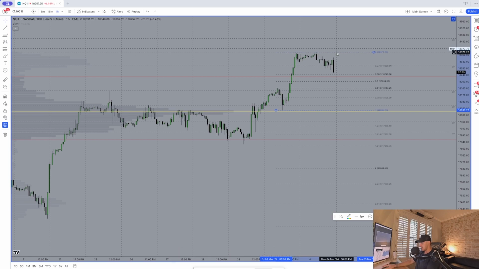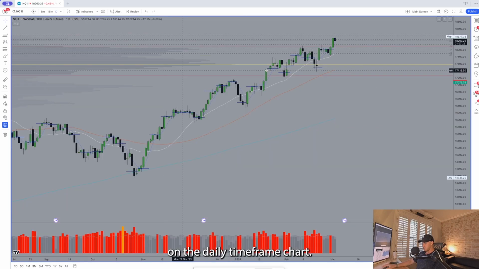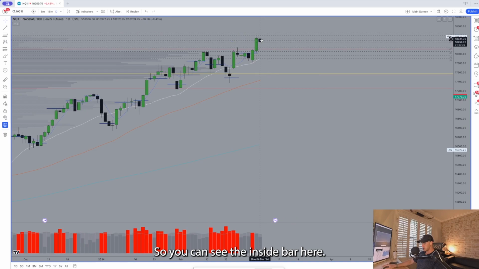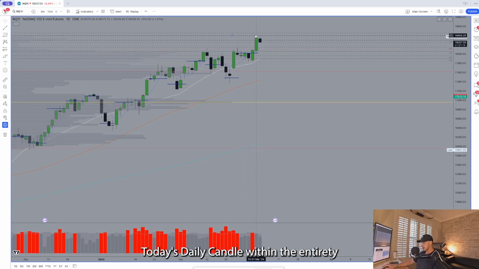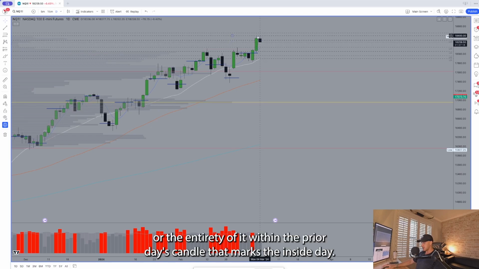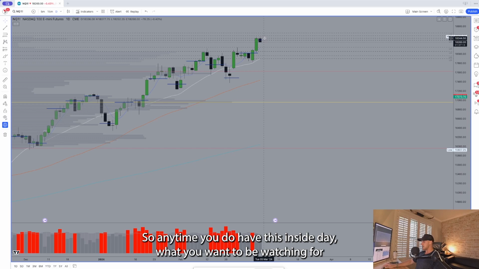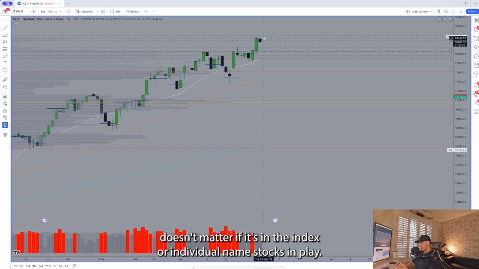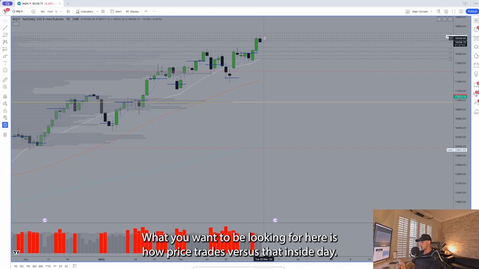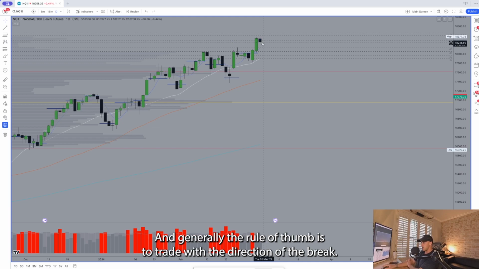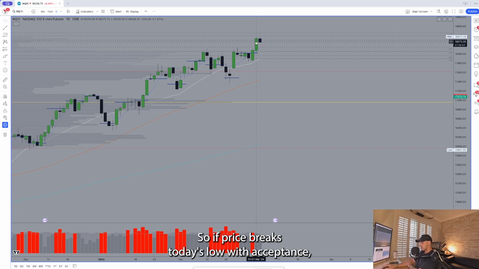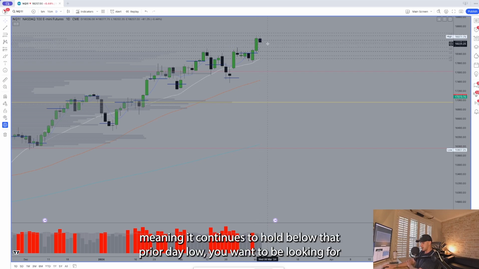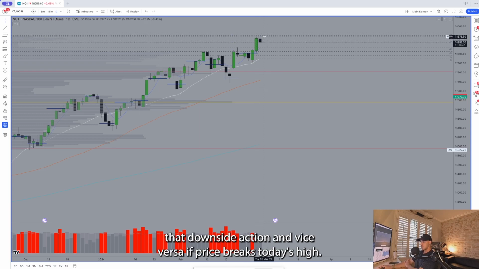Anytime you have that inside day on the daily time frame chart, so you can see the inside bar here, today's daily candle within the entirety of it within the prior day's candle, that marks the inside day. So anytime you do have this inside day, doesn't matter if it's in the index or individual names, stocks in play, what you want to be looking for here is how price trades versus that inside day. And generally, the rule of thumb is to trade with the direction of the break. So if price breaks today's low with acceptance, meaning it continues to hold below that prior day low, you want to be looking for that downside action, and vice versa if price breaks today's high.